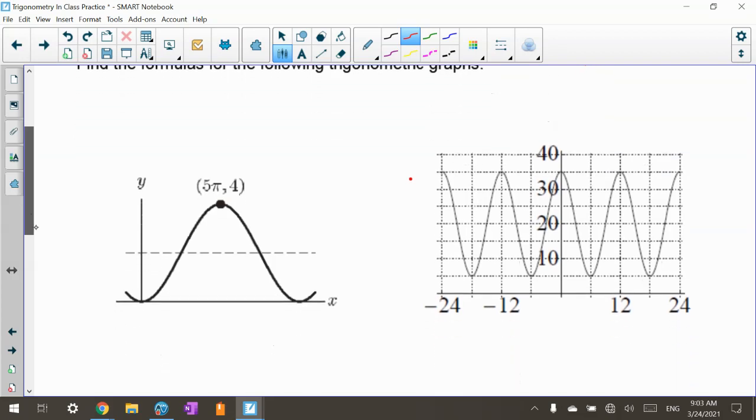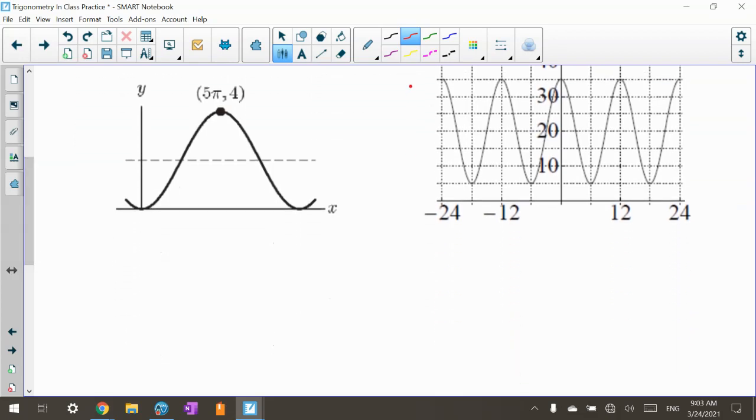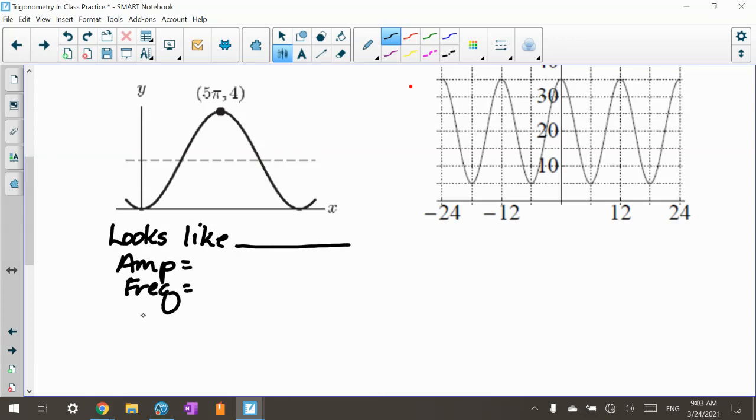So as you look at the graph, we're going to look at this first one here on the left, and I always want you to stack and rack the following: amplitude, frequency, period, and midline. And remember, I do not want you to write AFPM. Do it like that, and please use equal signs, not just a dash, because it looks like a negative.